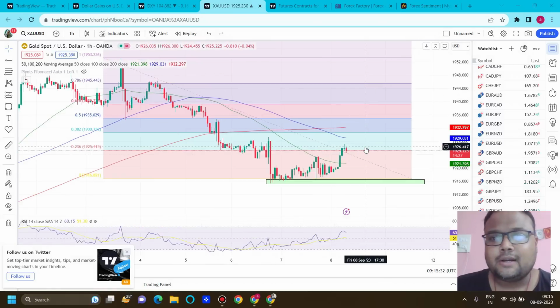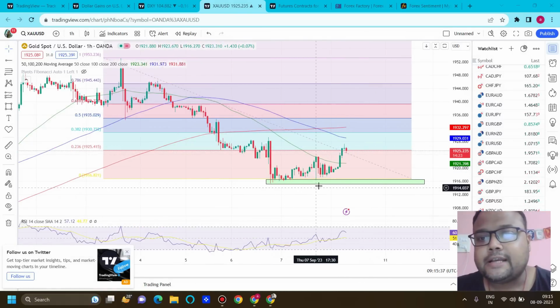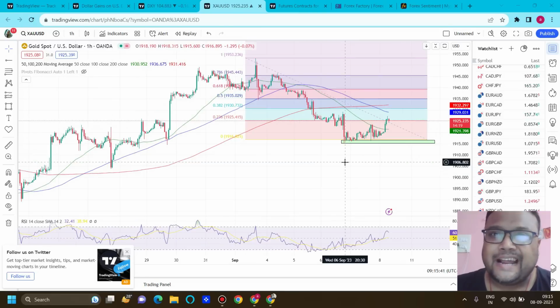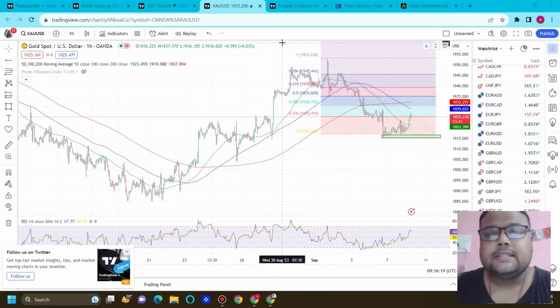Okay, so what are the levels for the day then? First of all, we have a good support zone around the 1915, 1916 area. We can see the market respected it. 1925 was a very critical level for us. But when gold broke the 1925 level, 1916 was the next support, and we can see that 1916 is working. That's good news.